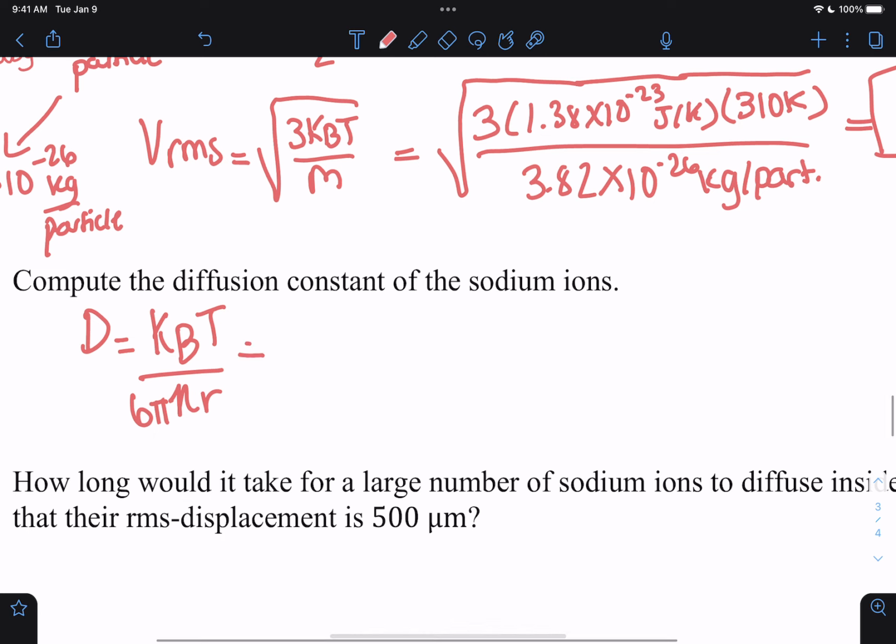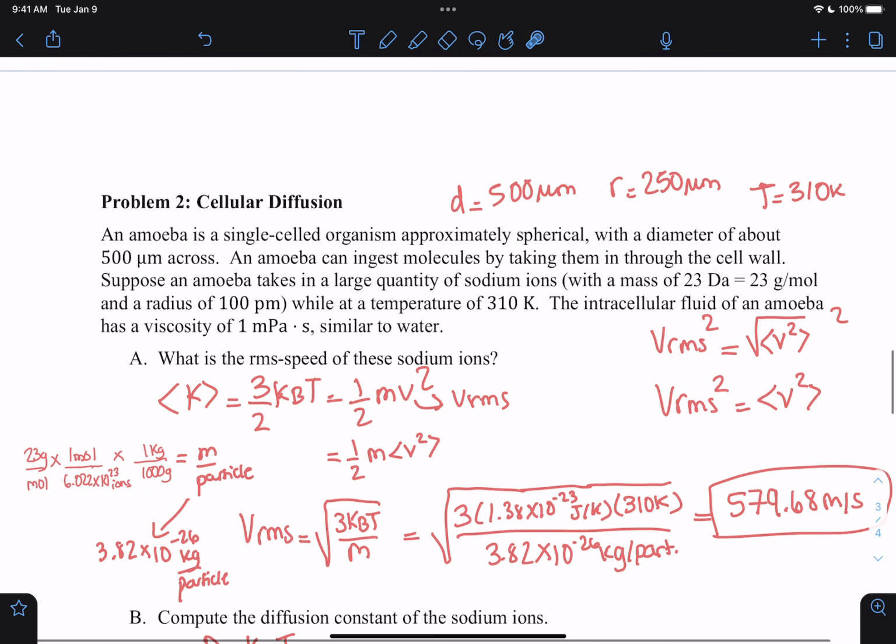Part B, we already kind of stated that earlier. That's the diffusion constant, and that's equal to the Boltzmann's constant times the temperature divided by 6 pi times the viscosity times the radius, right? And remember, the radius here isn't the radius of the amoeba, it's the radius of the sodium ions that are doing the diffusing themselves.